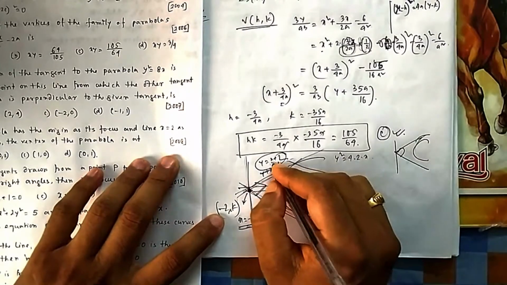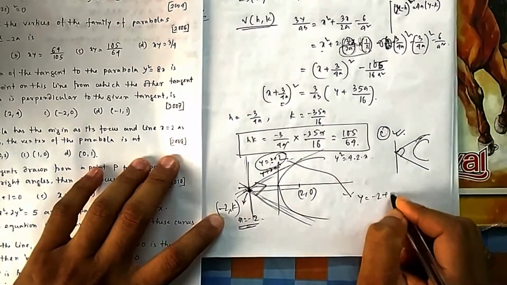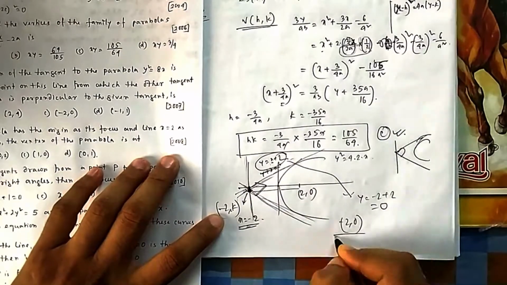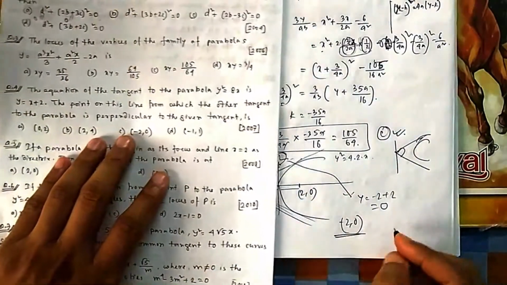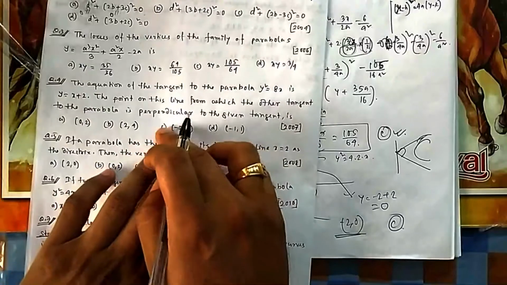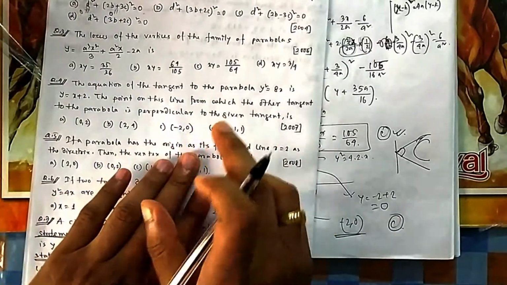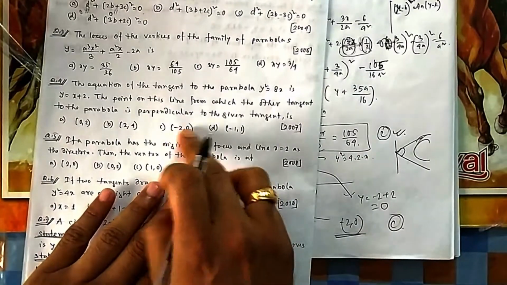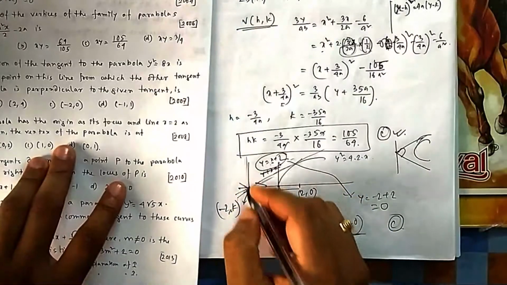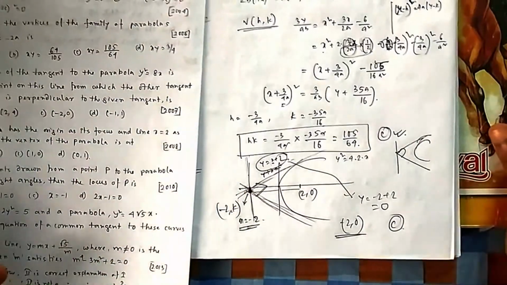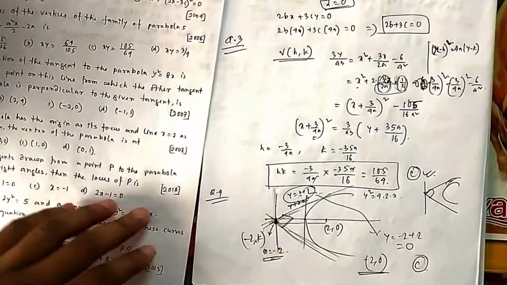So if you put x equal to minus 2, it should satisfy the line, so y is equal to 0. So this point is nothing but (minus 2, 0). So that is your option C. You can see, minus 2 is the only option for abscissa. So by seeing that also you can tell, because the perpendicular tangents always come from the directrix, and the directrix is always x equal to minus 2. So x should be minus 2. Y can be anywhere, because from any point you can draw, but x should be minus 2, because here the directrix is x equal to minus 2.